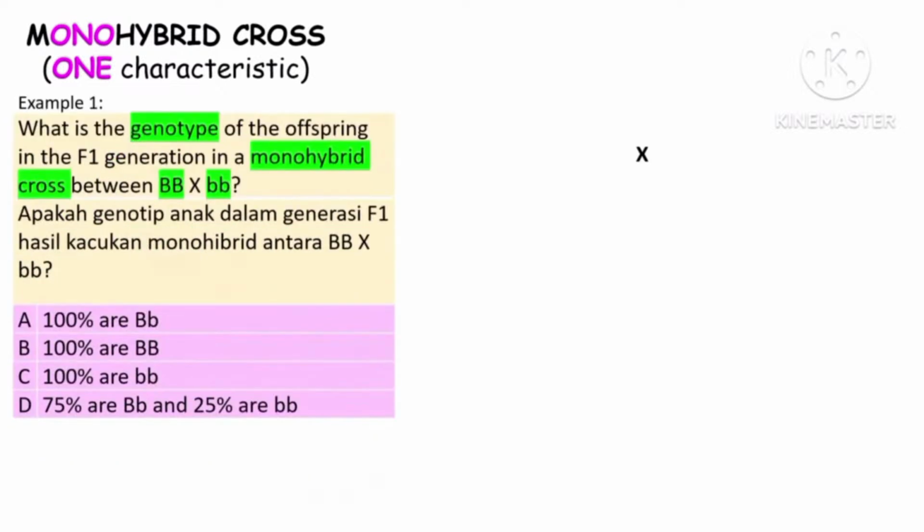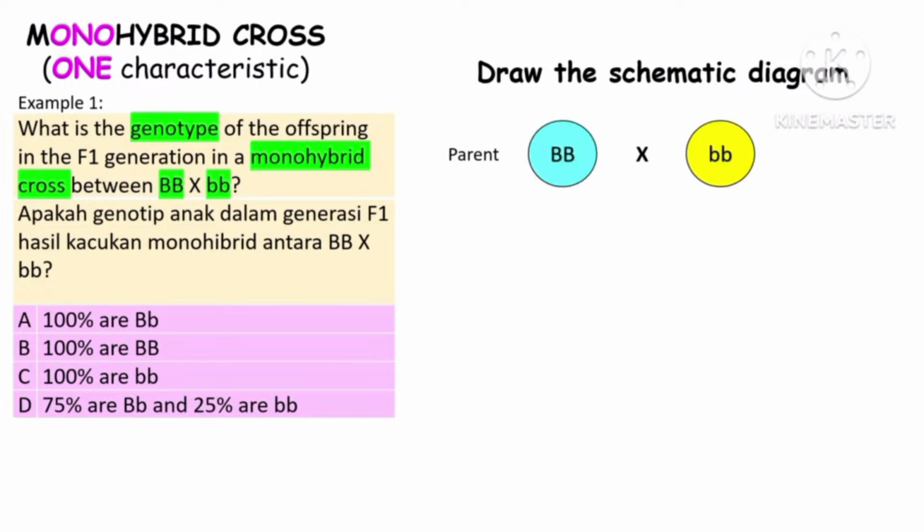Let's look at one example of a monohybrid cross. A monohybrid cross only involves one characteristic. Let's look at the question: What is the genotype of the offspring in the F1 generation in a monohybrid cross between homozygous dominant BB, capital B, and homozygous recessive small b's? You can solve this question by using a schematic diagram. To draw the schematic diagram, first you need to list the genotype of the parents. The genotype of the parents is already given in the statement: capital B with small b.